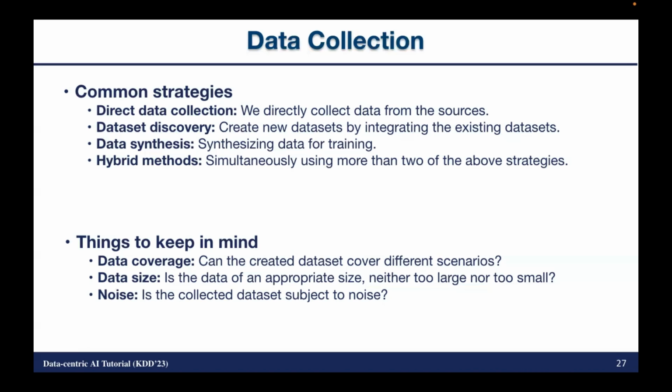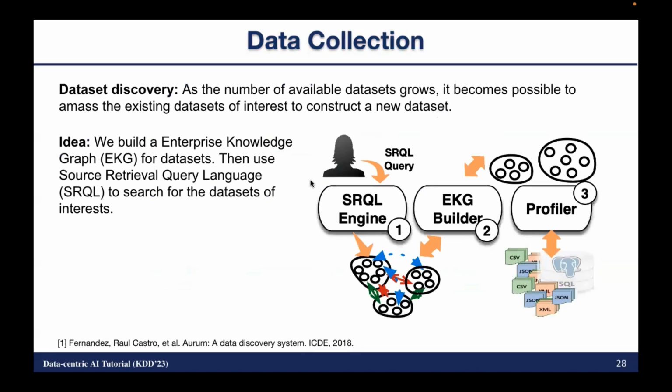So we need to keep this question in mind when we do the data collection. So let me list a few examples. The first one, the dataset discovery. As the number of available datasets grows, it becomes possible to amass the existing datasets of interest to collect a new dataset. To give an example, this is a system presented in ICDE 2018.